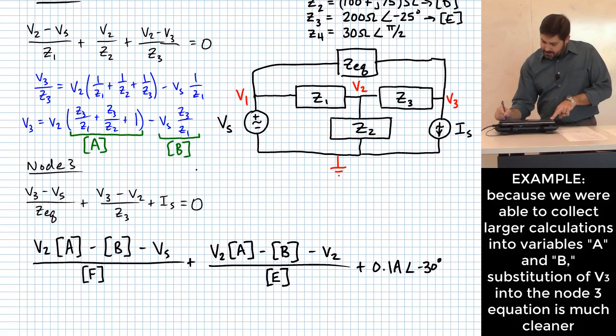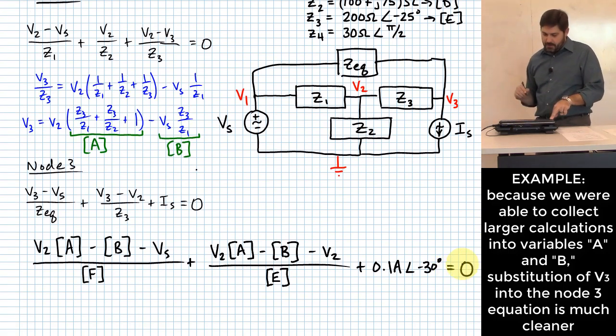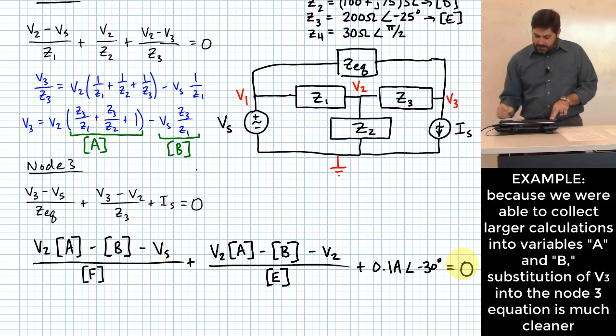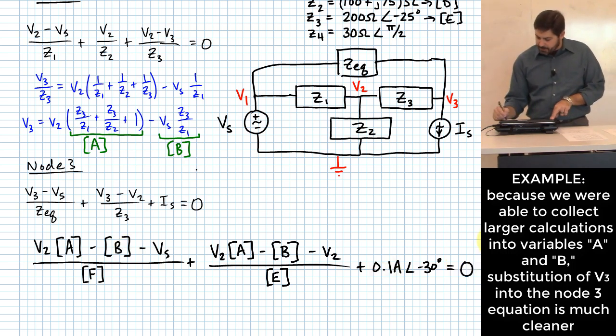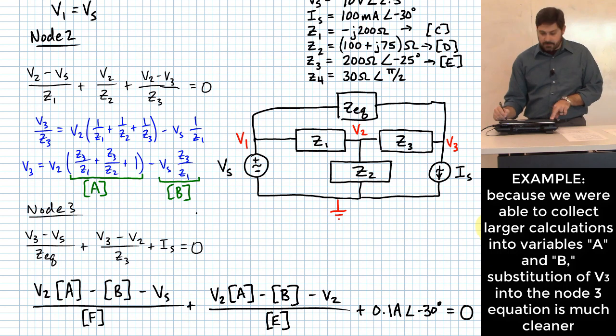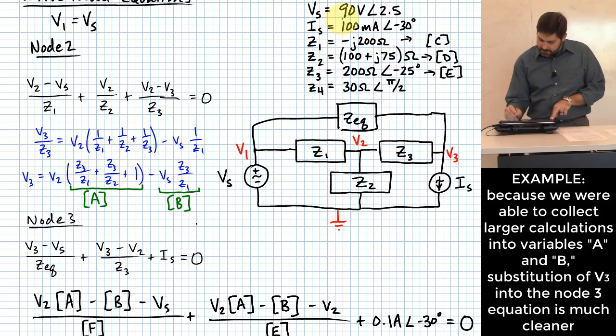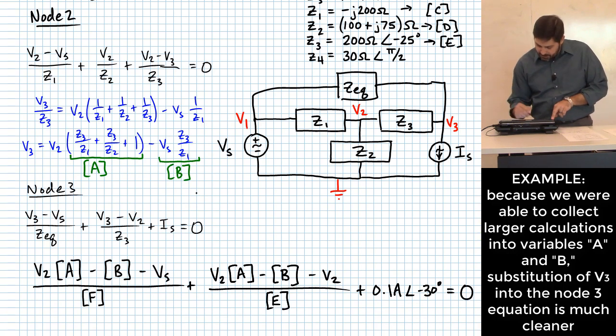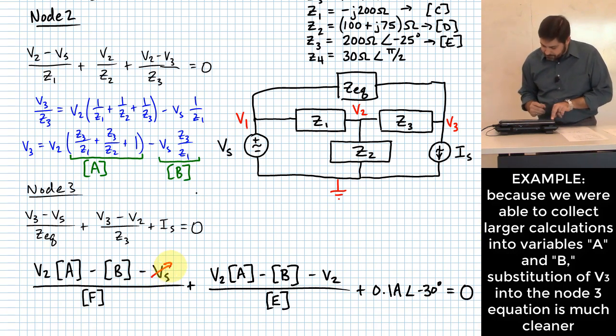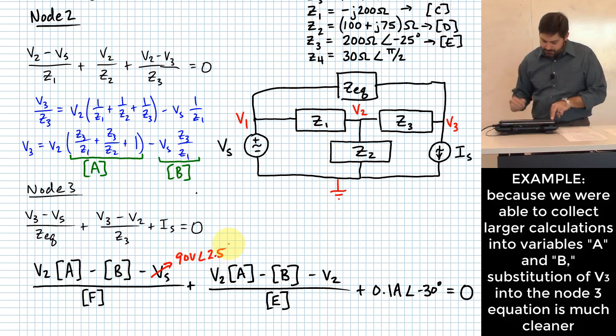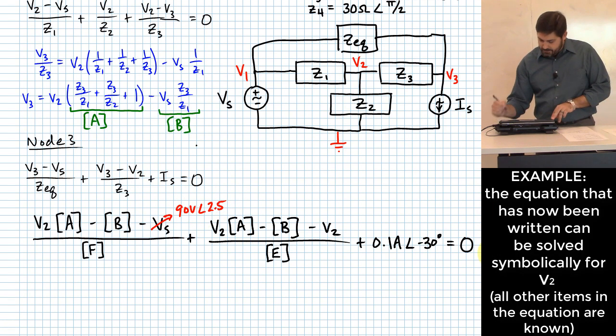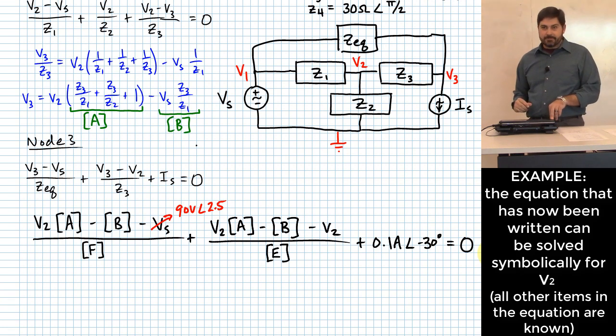All right, and what is all this equal to? Zero. What is VS? I guess I did one substitution here, but not the other. We know VS, right? VS is 90 volts at an angle of 2.5 radians. So let me go ahead and mention that I do know this here too. It's 90 volts, angle, 2.5 radians. All right, a little bit more algebra now, okay?